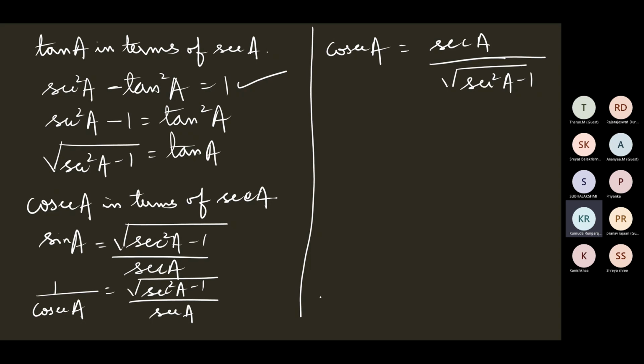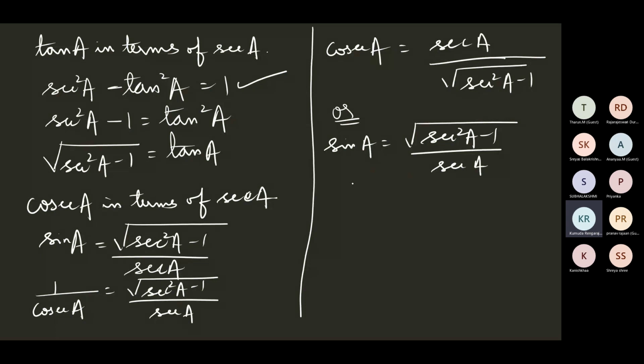Or what you can do is, sin A is equal to the square root of secant square A minus 1 by secant A. Now take reciprocals on both sides. The reciprocal of sin A is 1 by sin A, and the reciprocal of the RHS is secant A by the square root of secant square A minus 1. So here we are taking the reciprocals of the LHS and RHS.